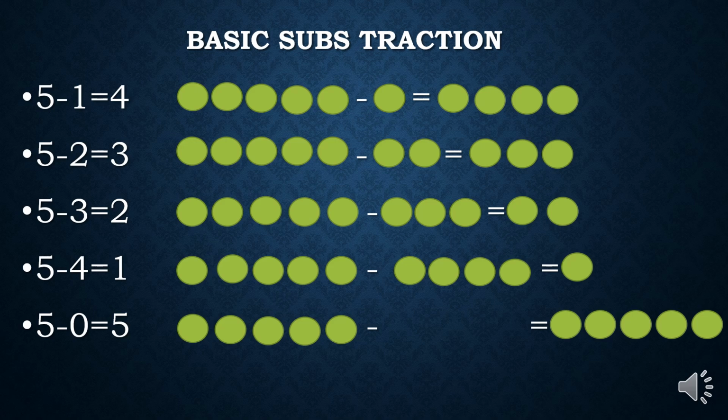5 minus 0 is equal to 5. 1 circle, second circle, third circle, fourth circle, fifth circle, minus empty or 0 is equal to 5. 1, 2, 3, 4, 5.